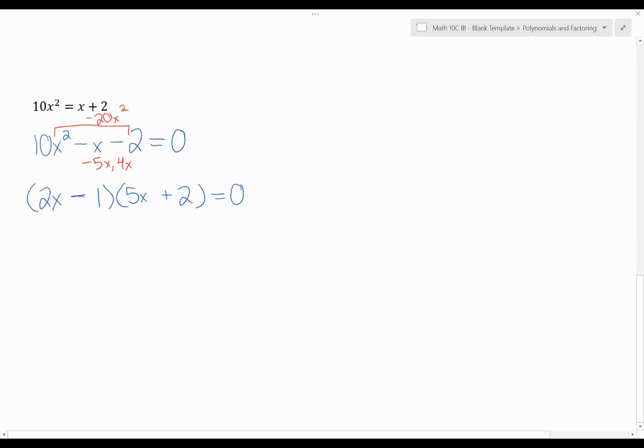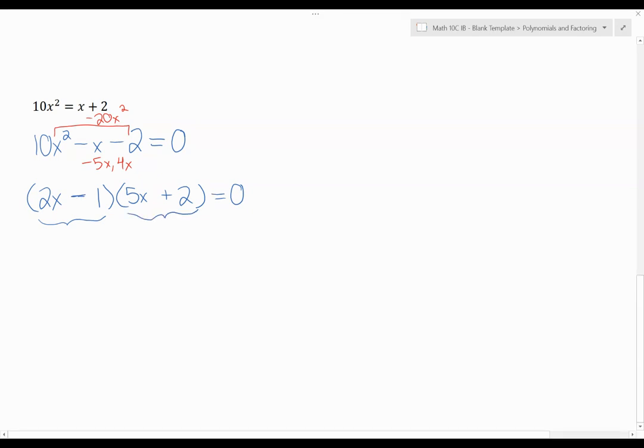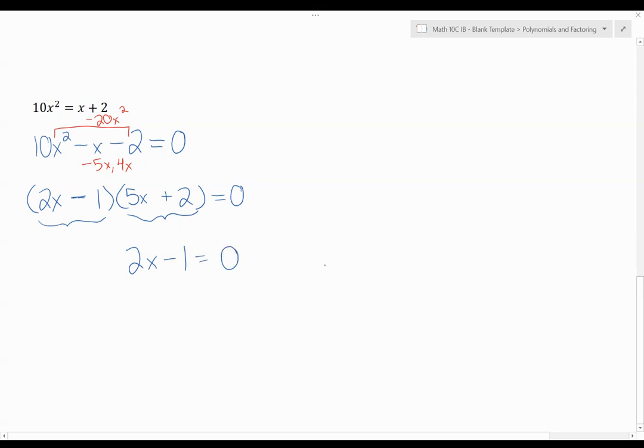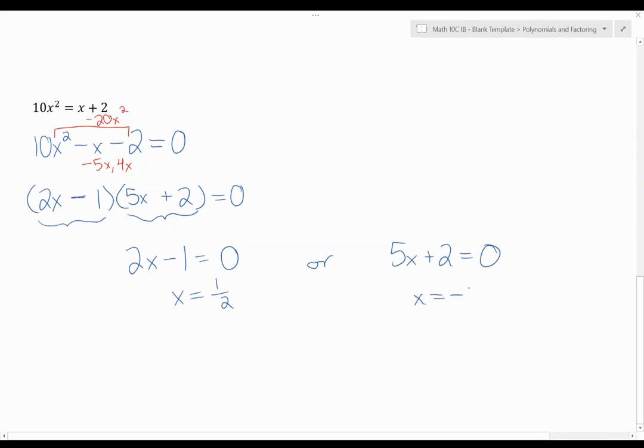All right, so again, we now have a product. I have this factor, 2x minus 1, times the second factor, 5x plus 2 equals 0. So either 2x minus 1 equals 0 or 5x plus 2 equals 0, in which case either x equals 1/2 or x equals negative 2/5.